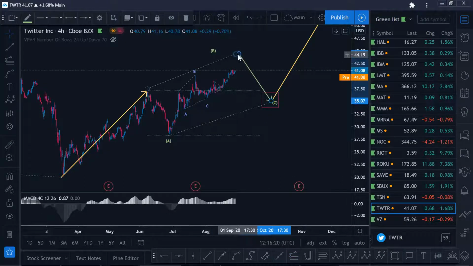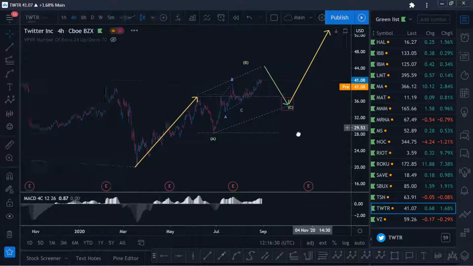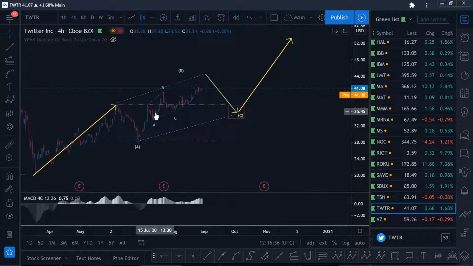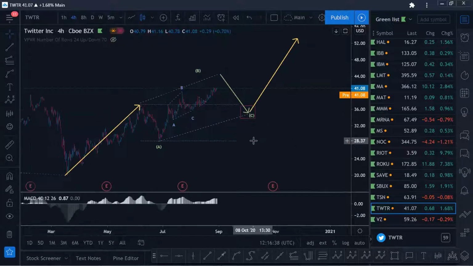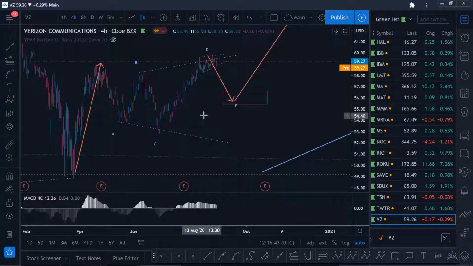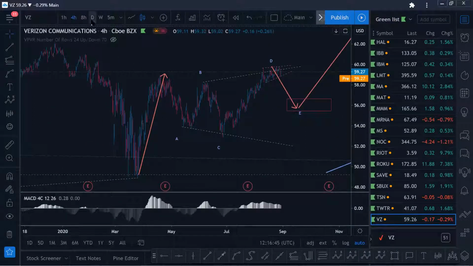But generally speaking, we're looking for this to get up to 45, pull back towards 35, and then take off from there. And the short trade, not huge for me, but it is there. But I really do like the long trade from 36 if this does play out like we think it is going to. And finally, Verizon, we still like this as a long trade.